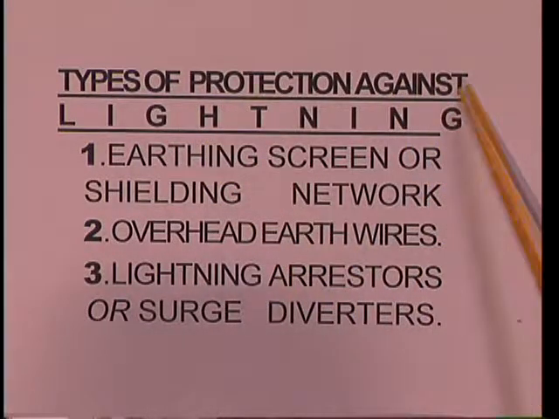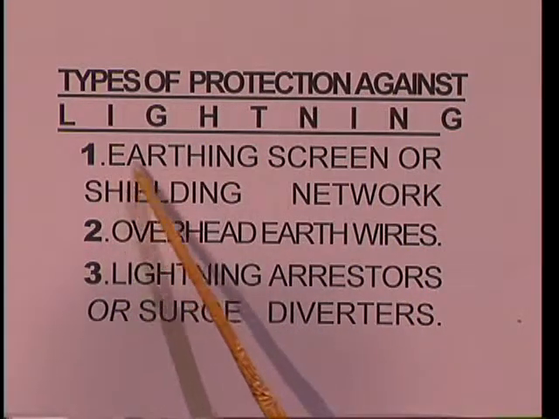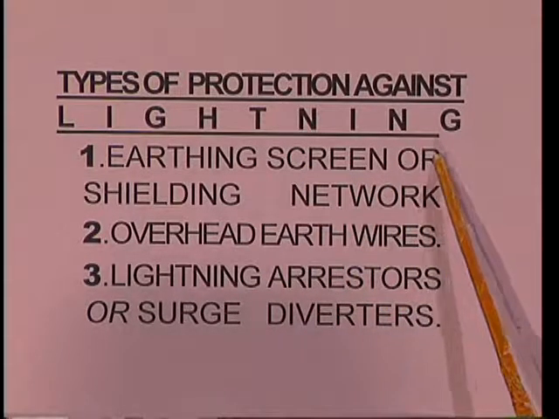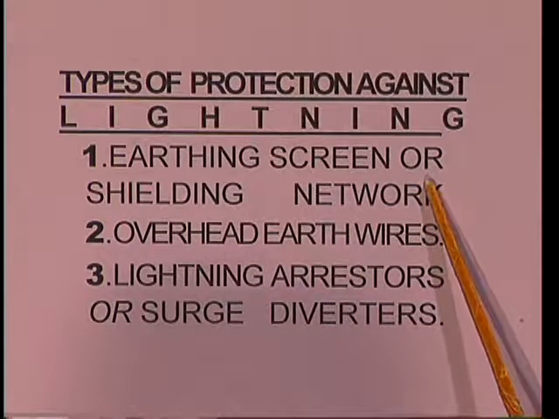So next one is protection methods applied according to the occurrences of the lightnings. Those are the types of protection against lightning. First one is earthing screen or shielding network. This is applied to the occurrence of lightning directly upon the generating station or substation.